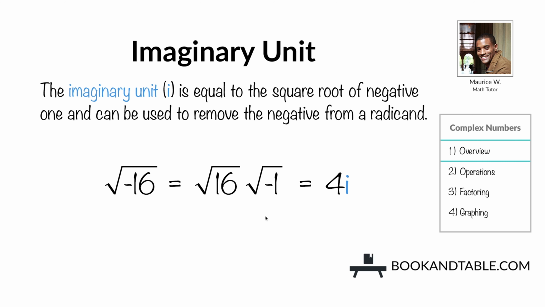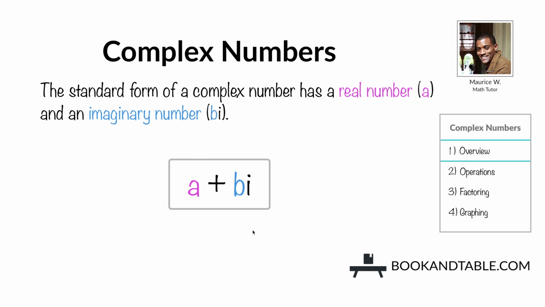So now that we know what imaginary numbers are, we can discuss complex numbers, which combine a real number and an imaginary number. The standard form of a complex number has a real number a and an imaginary number bi. So for example, 4 plus 8i is a complex number. We have our real number 4 and our imaginary number 8i. The real number and or the imaginary number can be negative as well. So -6 is our real number here, and -10i is our imaginary number here.